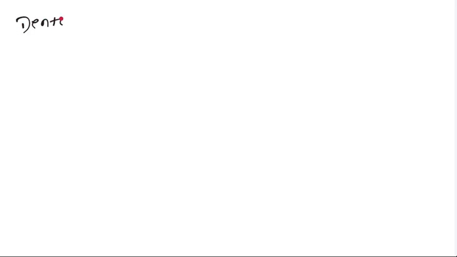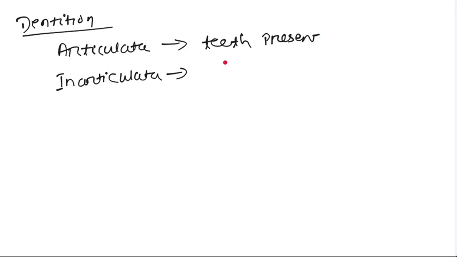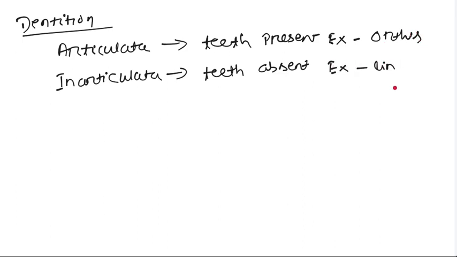Dentition. On the basis of teeth present or absent, there are two types of brachiopoda. One is called articulata, another is called inarticulata. Articulata are those brachiopods with teeth present; in inarticulata, teeth are absent. We can take an example of this. Another example, lingula.